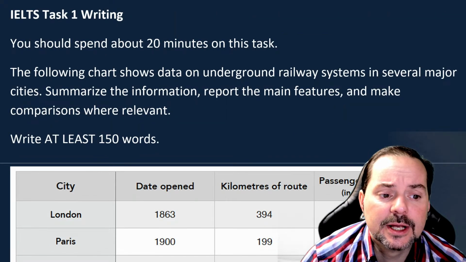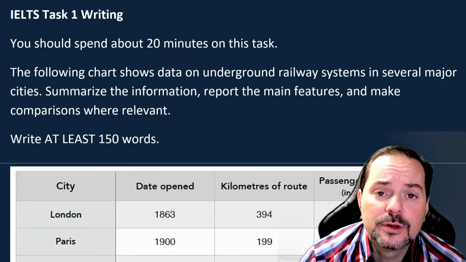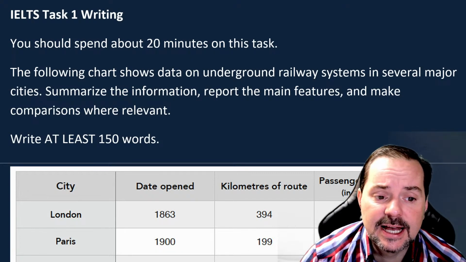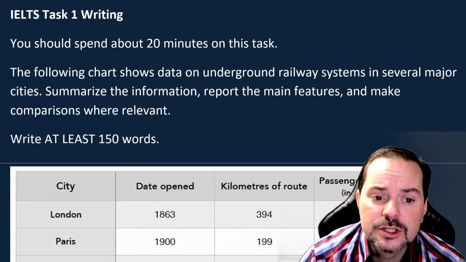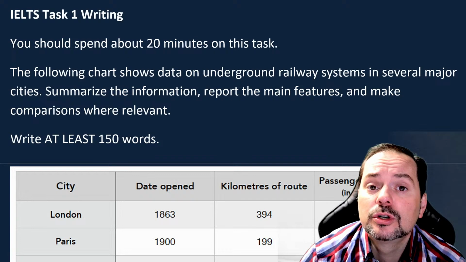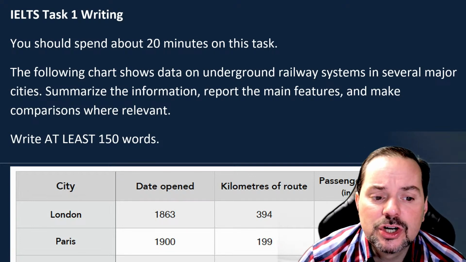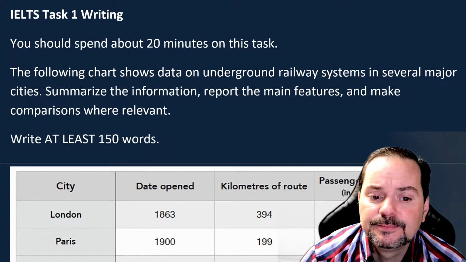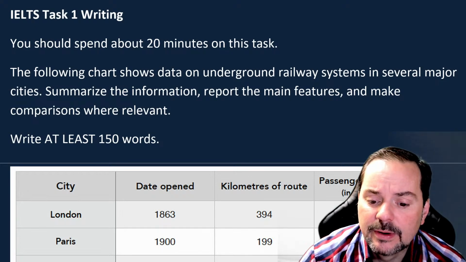IELTS Task 1 writing: you should spend about 20 minutes on this task. Don't spend more than 20 minutes, everybody. It's really important that you save 40 minutes for Task 2. It's more challenging, it's longer, it's worth more. So 20 minutes on Task 1, but do a good job on Task 1, okay? One more time: the following chart shows data on underground railway systems in several major cities. Summarize the information, report the main features, make comparisons where relevant.